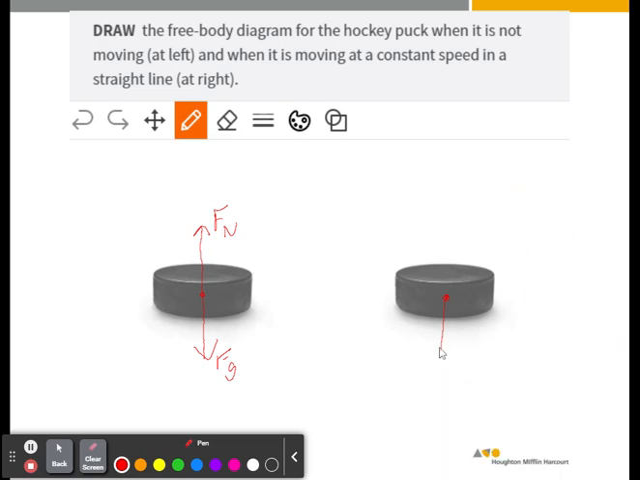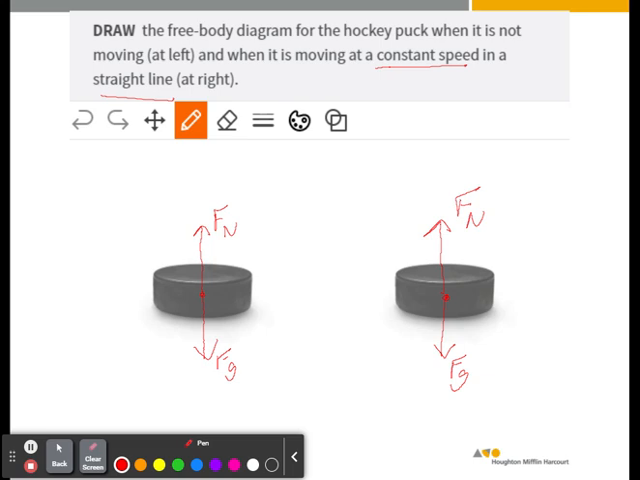Okay, so we have the force of gravity acting on it. We have the normal force pushing back up on it. Is there any other force acting on this? No, there's no other force acting on it because it's moving at a constant speed in a straight line, so it's not accelerating. This is a puck that's moving, so yes, it has velocity. It's moving, but it doesn't have any force pushing it.